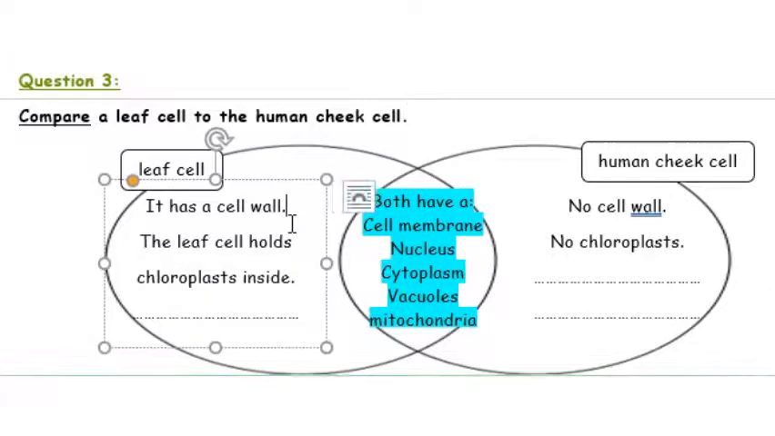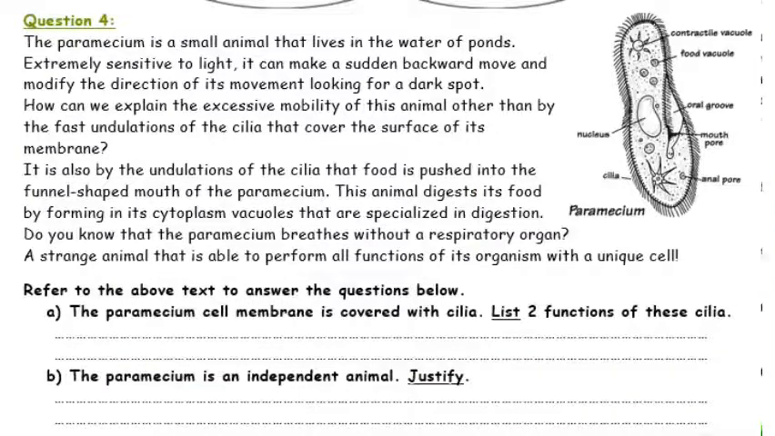Is there anything else? No, enough. You can also say that the leaf cell and the human cheek cell have different functions, different shapes, different sizes.